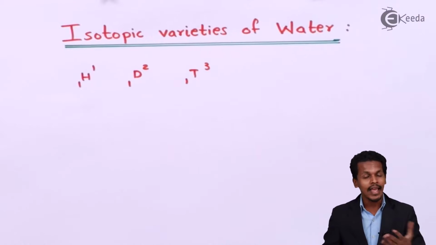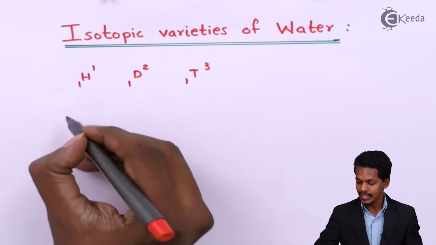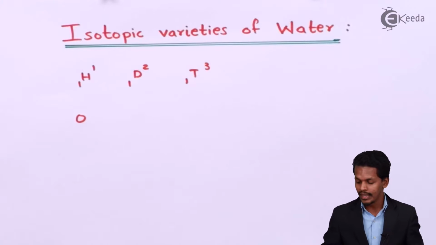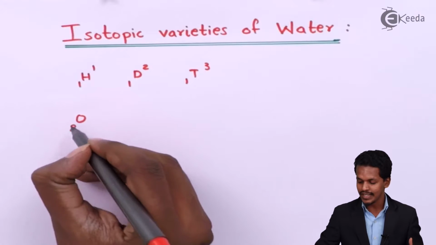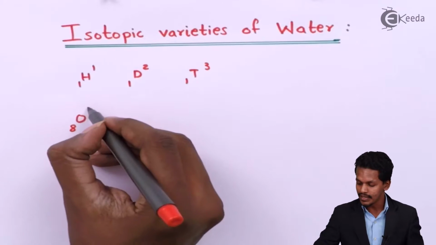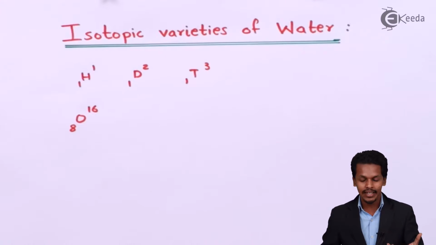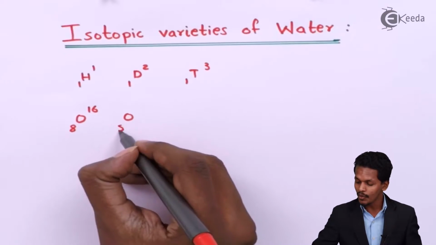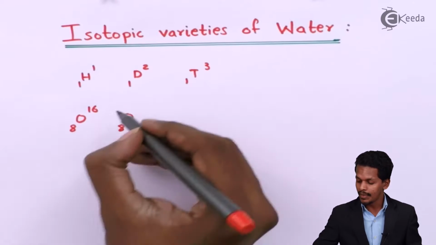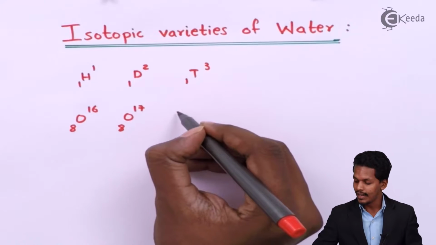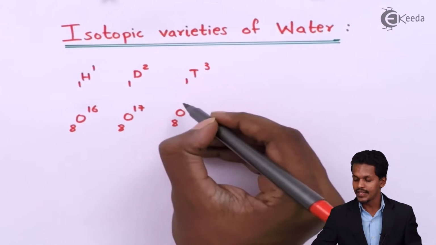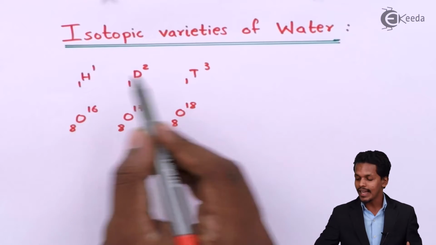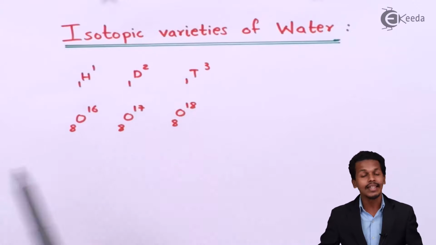Oxygen also has three isotopes. The one which we know, and which is present in a very abundant amount, is oxygen with an atomic number of 8 and an atomic mass number of 16, while there are also isotopes with an atomic number of 8 and atomic mass number 17, and the other one, oxygen with an atomic mass of 18. So these are the three isotopes of hydrogen as well as oxygen.